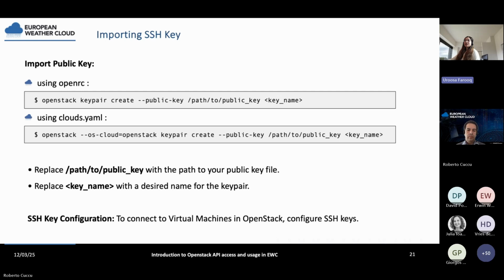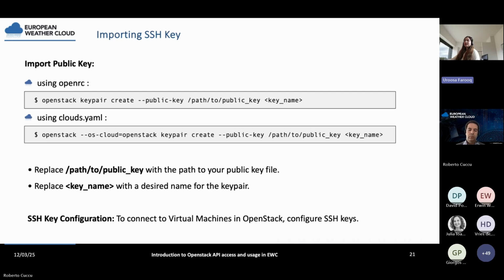And if you're using the clouds.yaml file, the command is slightly different. You have to include openstack --os-cloud openstack keypair create, your public key and the path to the public key, and then the key name. Again, please replace the paths and the key names as needed.